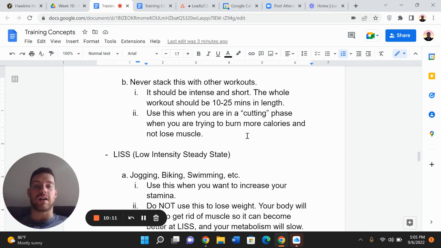You should not do it all the time because your body's going to adapt to that style of training. Metabolism will slow down. We've already talked about that, right? So you want to use this as a tool to help you burn some extra calories when necessary.